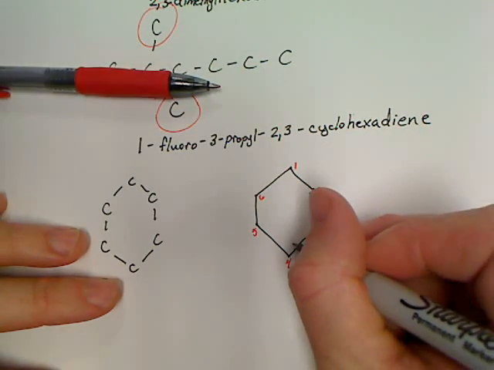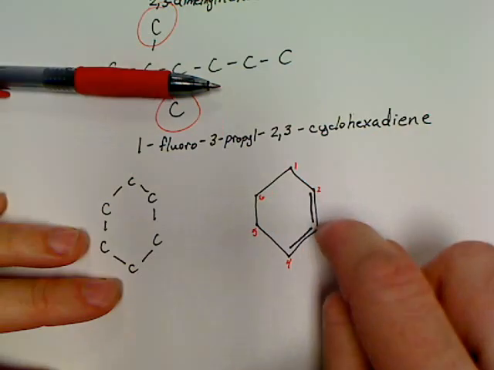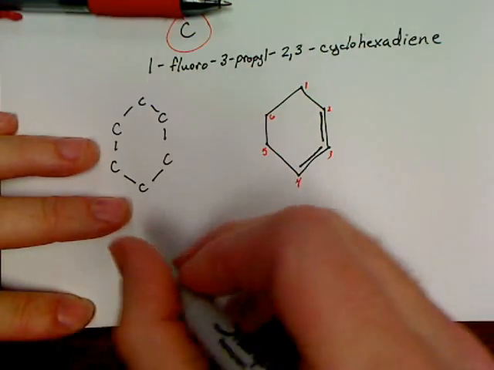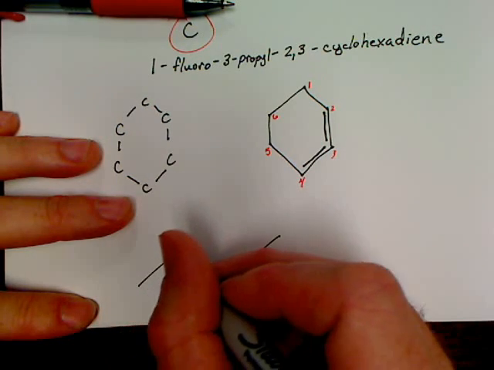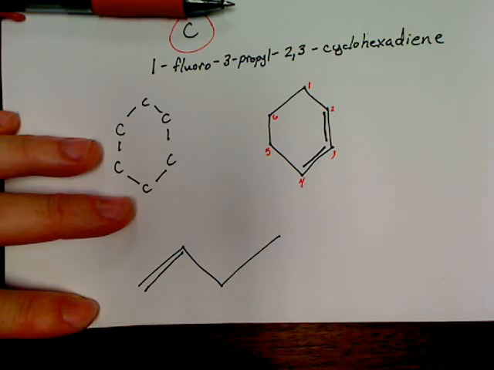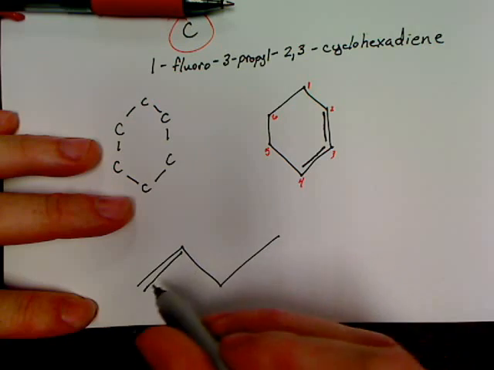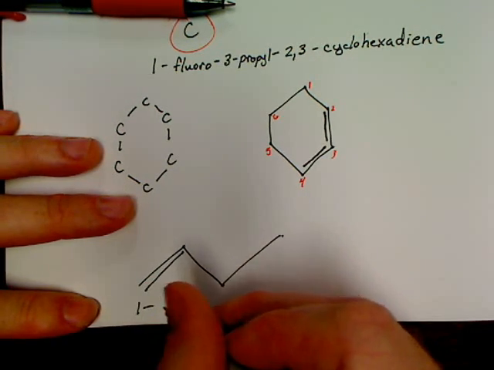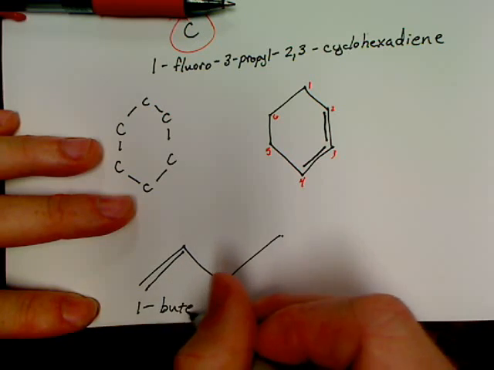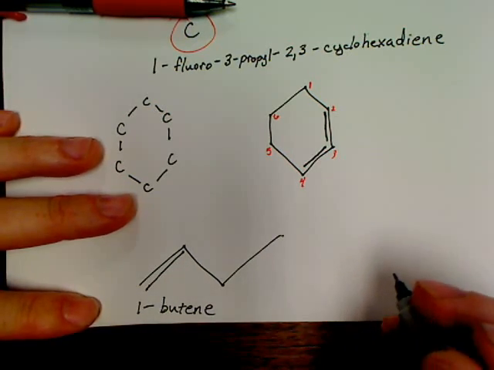And this is how you make your double. So you just put an extra line. So say, for example, if you're doing one that looked like that and you need a double, you just put another line. So now this would be, so what we got, 1, 2, 3, 4. This one would be 1 dash butene at this point, is how we'd name it.